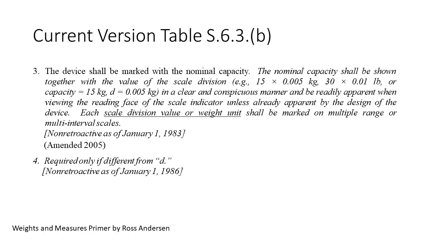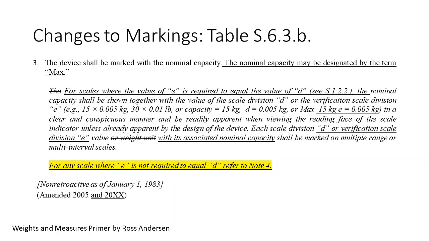Revising these 2 notes presented the task group with a challenge because they did not want to impact the non-retroactivity dates. The proposed solution in Note 3 expands possible compliance. It has no negative impact on existing equipment. The proposed changes: 1. Allow for the use of the OIML term max for capacity. Note this is in a retroactive section. 2. Permit marking of either D or E for instruments where D and E are required to be equal.